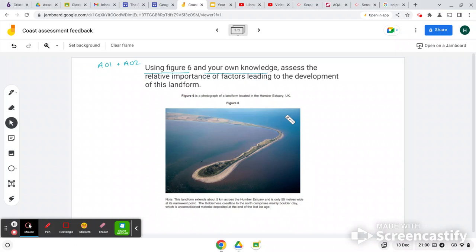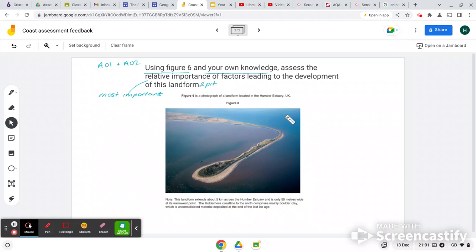So this is asking you to assess the relative importance of factors leading to the development of this landform. So relative importance means what is the most important factor that has led to the development of this landform. The majority of you identified that this landform is a spit. So now you want to assess which factor is the most important in the development of a spit.